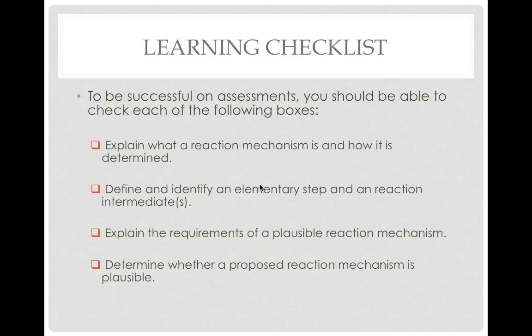So that ends off our lesson on reaction mechanisms. So we should, by the end of this, be able to explain what a reaction mechanism is and how it's determined, be able to define and identify elementary steps and reaction intermediates, explain the requirements for a plausible reaction mechanism, and analyze a proposed reaction mechanism to see if it's actually plausible. Like we said, you're going to be given most of the information. You're not going to have to come up with a mechanism on your own. We're just going to have to go through and analyze it.